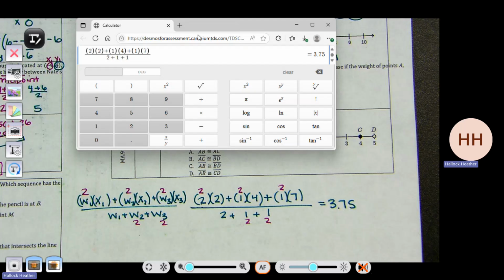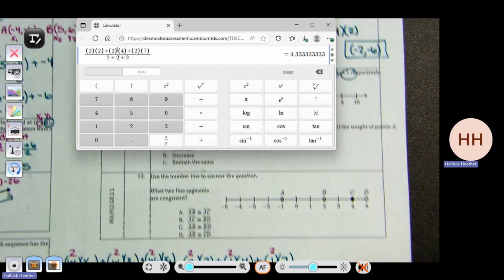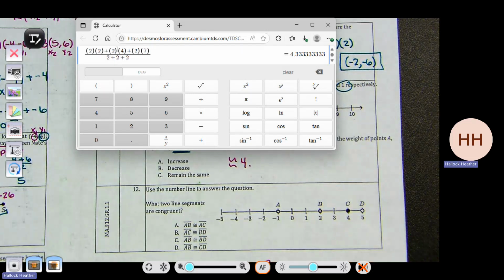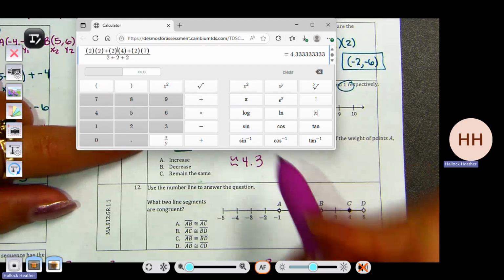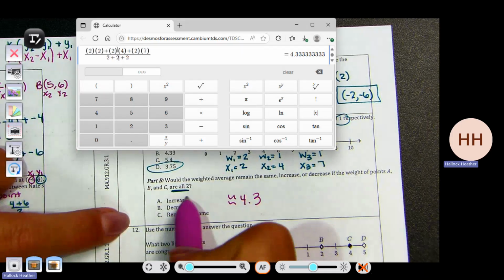So I'm going to change it literally in the calculator. All my weights are changing to a 2. So in Desmos, I could just literally type it. So in this case, if I change it to 2, my weighted average changes. I think it says 4.3. What's it say? Yeah, 4.3 repeating. So if it was 3.75 and now it's 4.3, that increased because it went up.